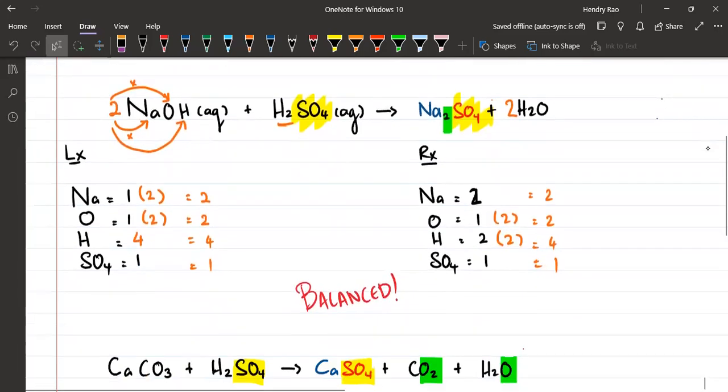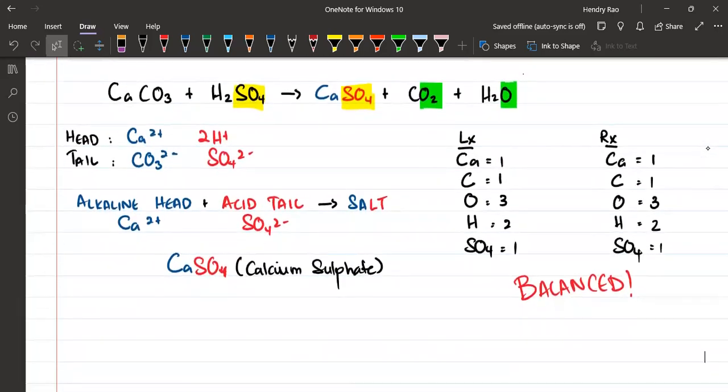Now, in the case of my calcium carbonate, like I said, every ionic compound has a head and tail. So calcium 2 plus, CO3 2 negative, and my acid, I have H plus and SO4 2 negative. The charges between the particular compounds will cancel out each other if they have the same charges. If not the same charges, then you have the balancing out. For my alkaline head and acid tail, I use a simple formula to get a salt. Alkaline head will be my calcium, and my acid tail will be SO4 2 negative, which comprises 2 things, the alkaline head and acid tail, and in this case I get calcium sulfate.